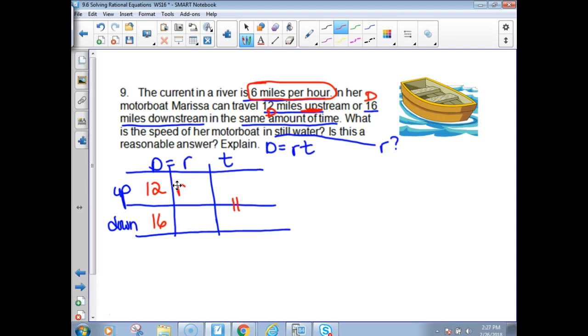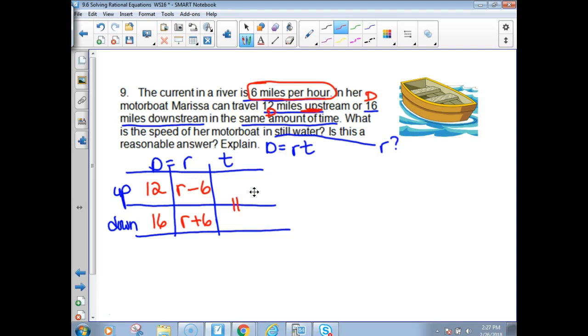What will the current do to you when you're going upstream? It's going to slow you down. So it's going to be R minus 6. And if you're going downstream, what would it do to you? Yeah, so it's going to be R plus 6. I'm trying to make this thing make sense to you, okay?